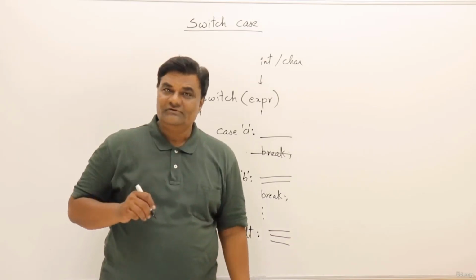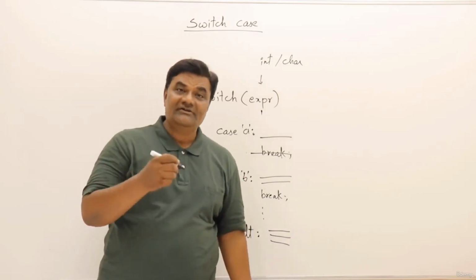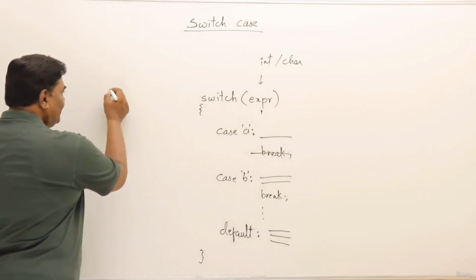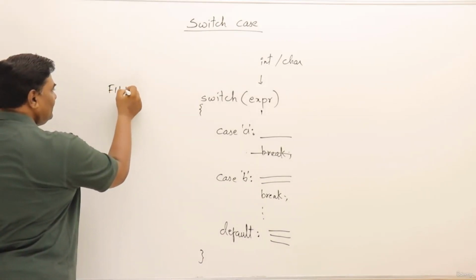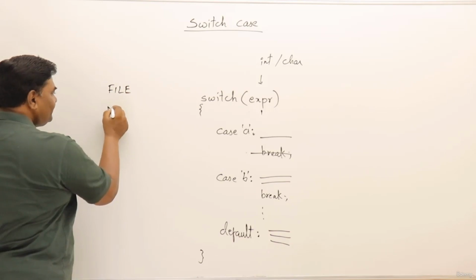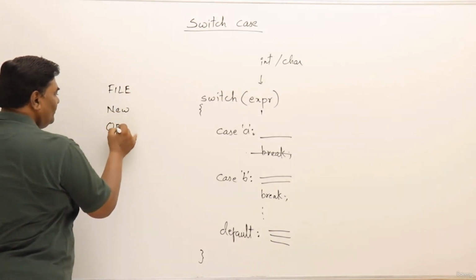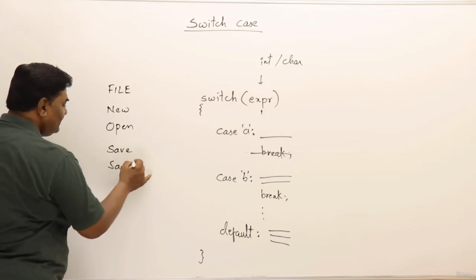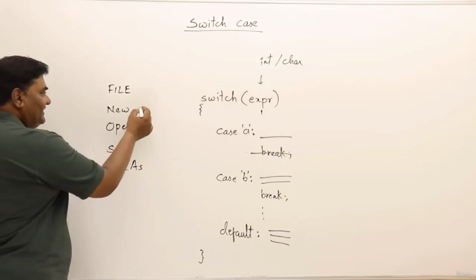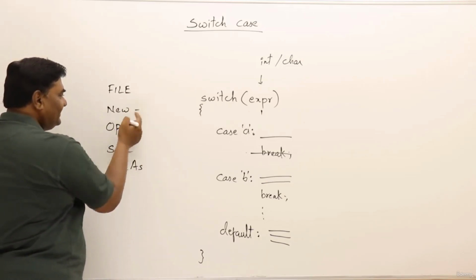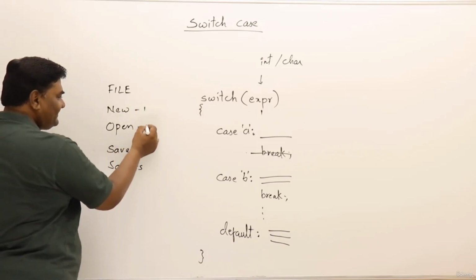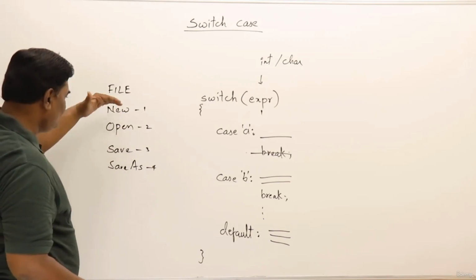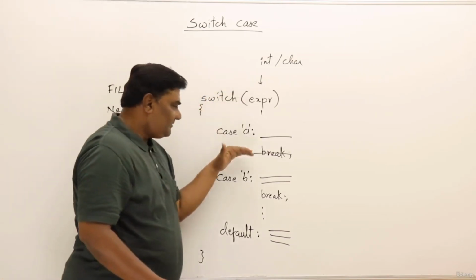Where is this switch case useful? Mostly it is useful for writing menu-driven programs. For example, if I take the example of Notepad, in Notepad we have the menu that is File. And in that File, the options will be there like New, Open, Save, Save As. Now for each I can mention some code behind it. If this is clicked, let us say it is 1. If this is clicked, let us say it is 2, then 3, then 4. Depending on the value that is clicked, we can execute that particular case.